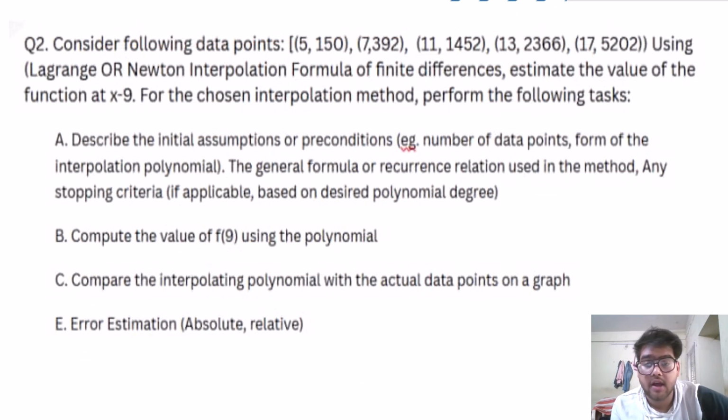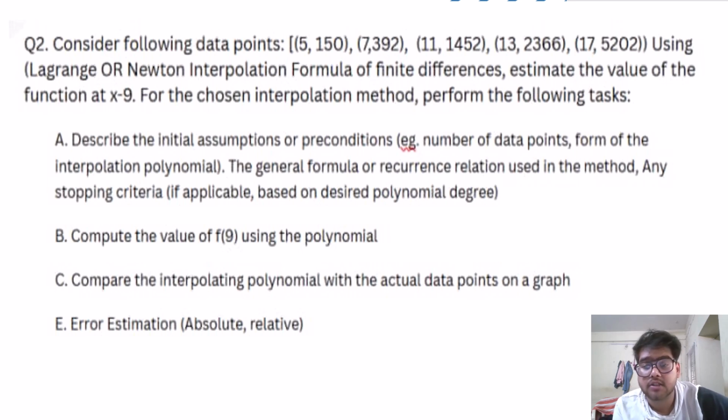The second question we have is: consider the following data points: (5, 150), (7, 392), (11, 1452), (13, 2366), (17, 5202). Using Lagrange or Newton interpolation formula, estimate the value of the function at x equal to 9 for the chosen interpolation method.